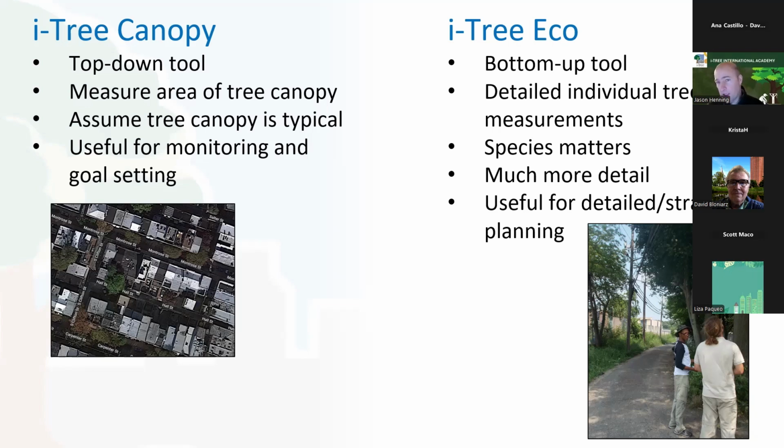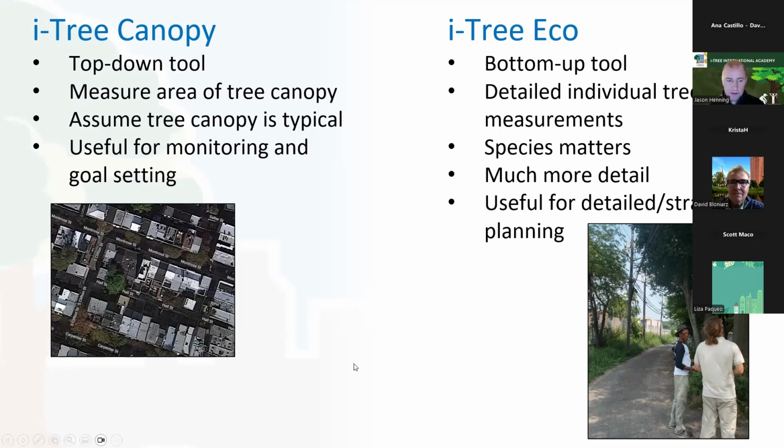You can totally do an iTree Canopy project and then an iTree Eco project. And that is really often what we see, is that doing that iTree Canopy project first really motivates what you do next and moving on to an iTree Eco or a more detailed inventory of all the trees in the area that you're interested in.